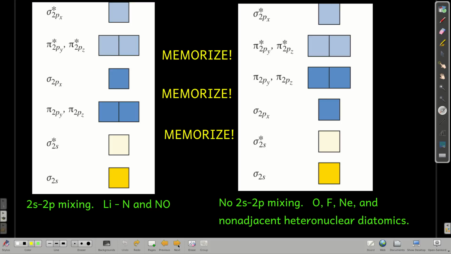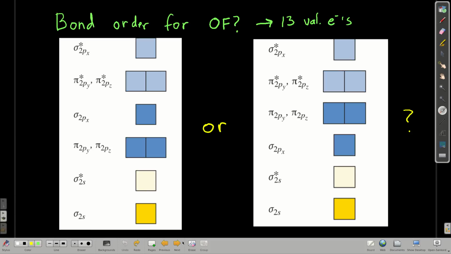So let's see how we use these. Memorize these, by the way. This is real important. So let's say we have this molecule, oxygen monofluoride, and we want to know the bond order. We could also tell whether it's paramagnetic or diamagnetic.